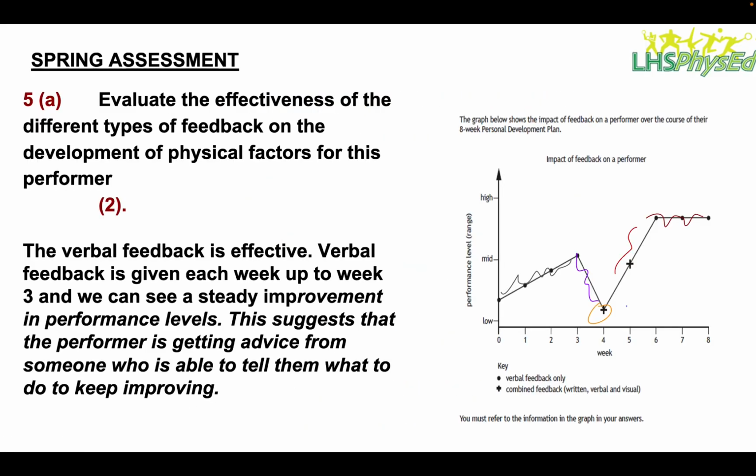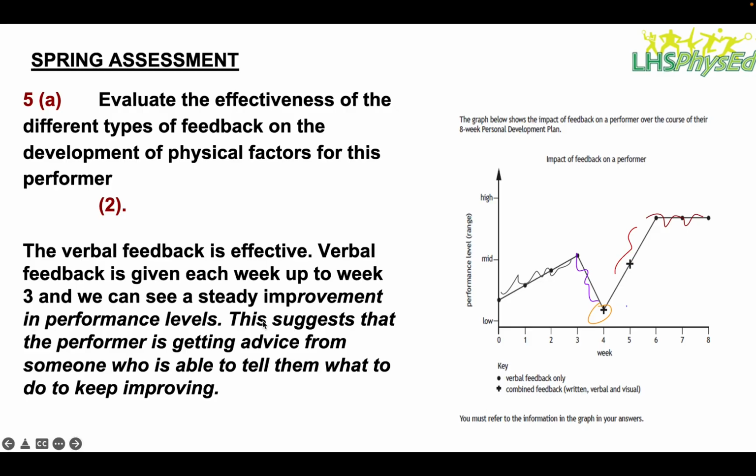So here's what the first question looks like. Evaluate the effectiveness of different types of feedback on the development of physical factors for this performer. Now it's 2 marks, so we need to give 2 different examples. You could give a third example here because there's plenty to talk about from this graph. Because it's an evaluate question, we have to make sure that we are giving a judgment, and we want to probably talk about verbal feedback and give an example of where it was maybe effective or ineffective. And we also want to talk about combined feedback and give an example of where it was effective or ineffective.